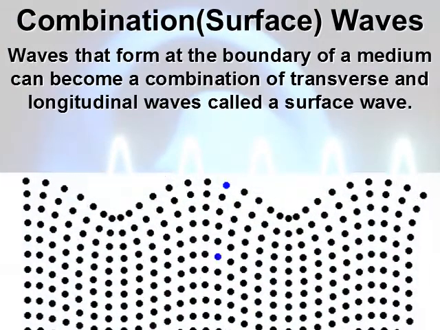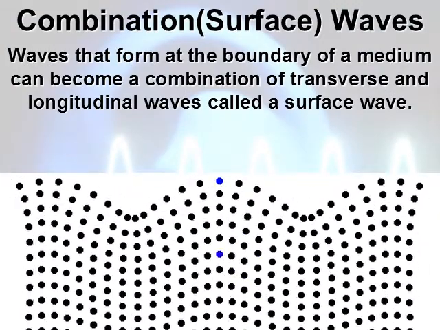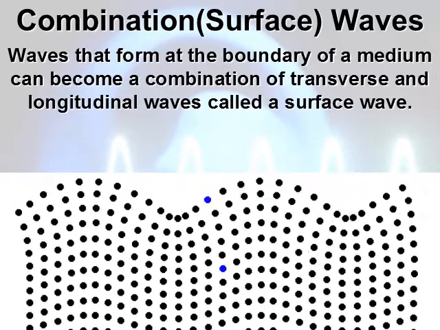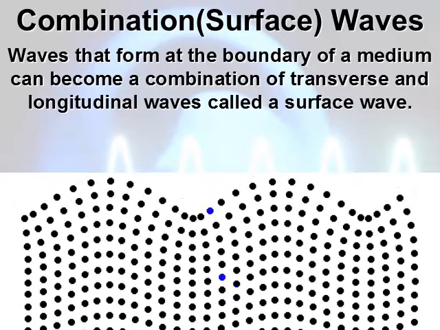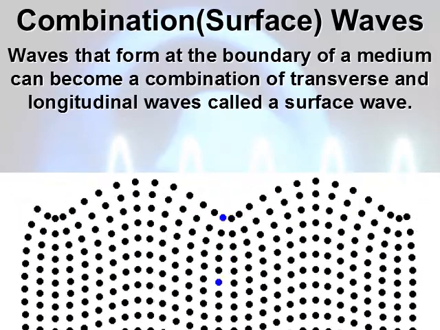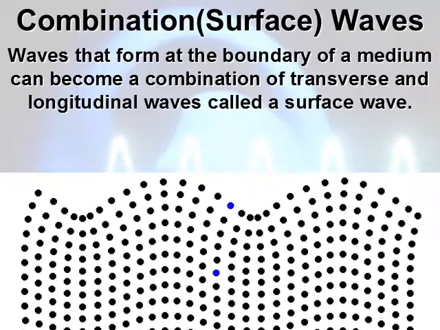Third type of wave is the combination or surface waves. Waves that form at the boundary of a medium can become a combination of transverse and longitudinal waves. It's called a surface wave. Ocean waves are this type of wave.